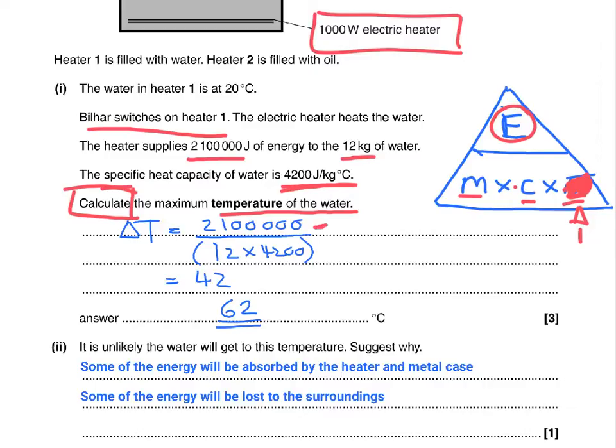So we have the energy here, which is the 2,100,000 joules. We've got the mass, which is 12 kilograms, and specific heat capacity. So carry out that calculation, you get an answer of 42 degrees C. Obviously that's the change in temperature. It started at 20, so we have to add that on to the 20 degrees. That gives us a maximum temperature of 62. So you get 2 marks for that part, and you get your 3rd mark for the last part.